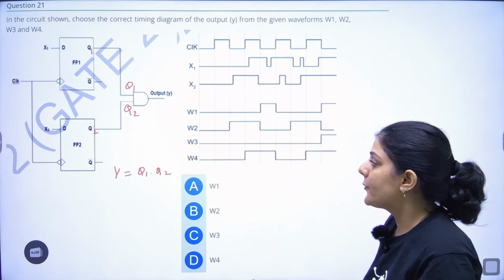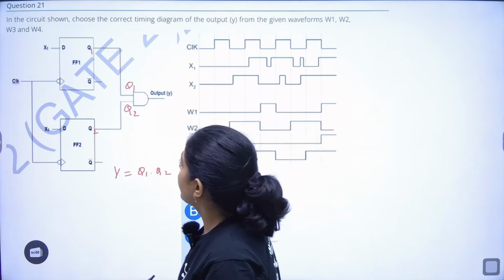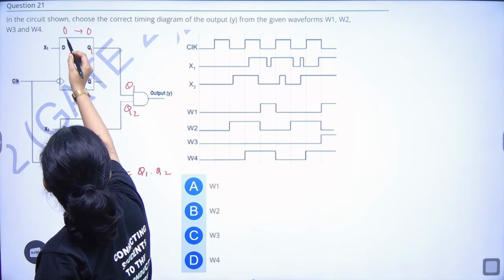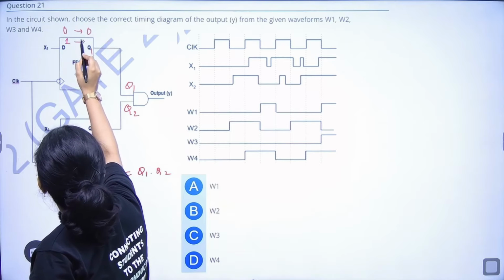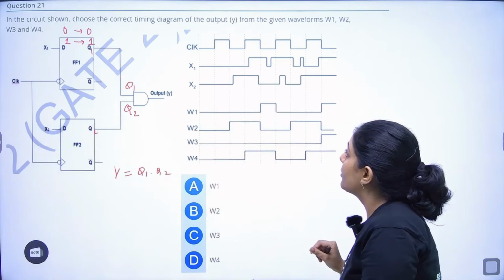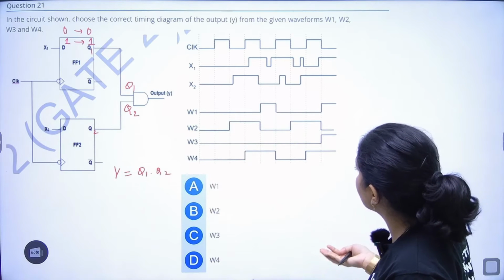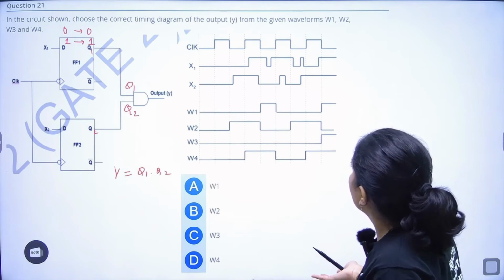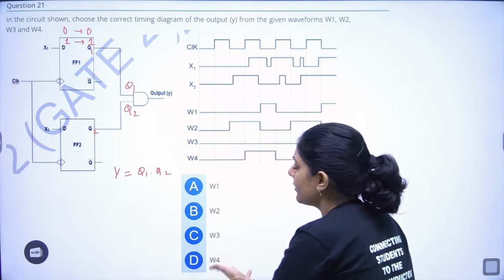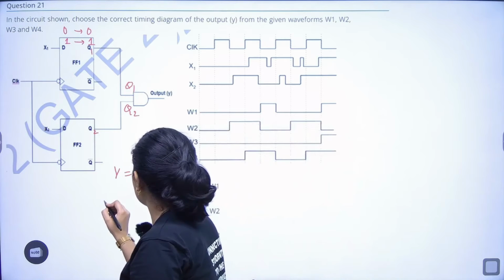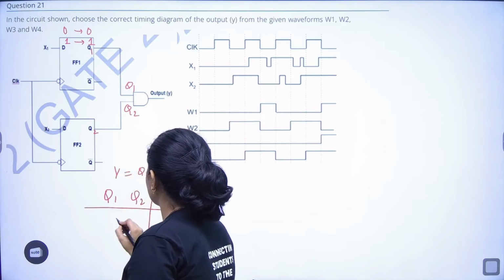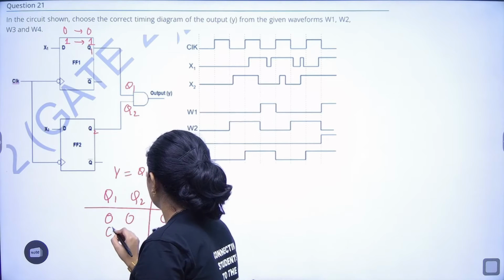D flip-flops are transparent flip-flops. Whenever the value of D is 0, the value of Q is also 0. When D is 1, the value of Q is also 1. So you have to AND the outputs. Now, which of the following is correct? W1, W2, W3, W4. Now we have to check. You know the AND table. The inputs are Q1, Q2 and the output Y. So if they are 0, 0, the output is 0.